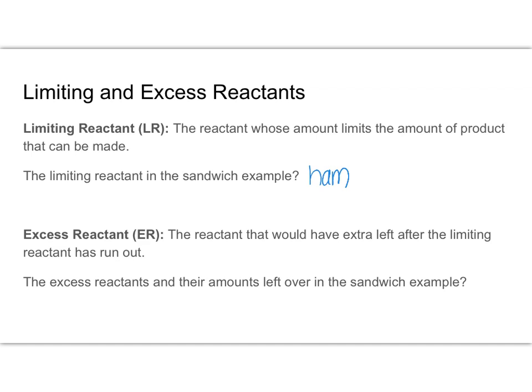The other reactants are known as our excess reactants. Excess meaning left over or too much. So the reactant that would have extra left after the limiting reactant has run out are known as our excess reactants. So our excess reactants in our sandwich example would be our bread, and that would have some left over. And then our cheese would be our other excess reactant, because I will still have some of those left over after I run out of ham.